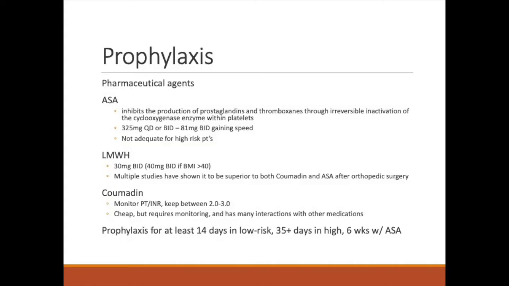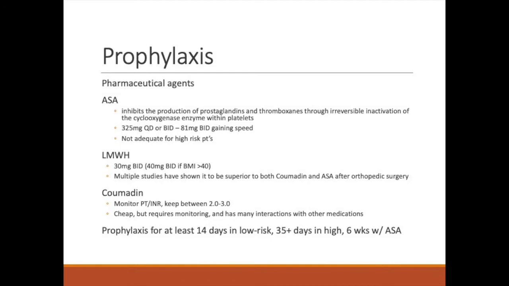In terms of pharmaceutical agents, there are multiple used. It depends on regional differences or your institution or the particular attending that you're working with. There's no literature in absolute support of one method over another, but essentially you have aspirin, low molecular weight heparin, and Coumadin as the most commonly used things throughout the nation.